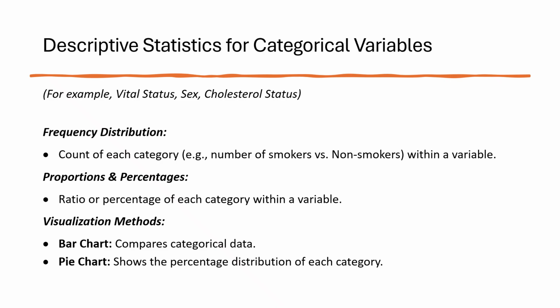In the case of a bar chart itself, the bars are obviously separated from each other because each bar might be representing a category which is distinct from the other one, male or female, or smokers or non-smokers, etc. Pie charts are also a great way of demonstrating the proportions of each of those categories within each variable.